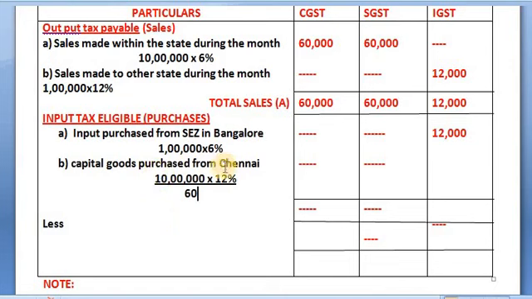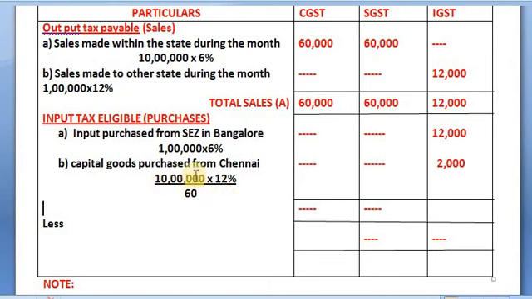And capital goods purchased from Chennai. Capital goods from Chennai means IGST applies. Unless they mention otherwise, we assume the capital goods are taxable goods. The formula is cost of capital goods into tax rate divided by 60, the life of the goods. So 10 lakhs into 12% divided by 60, you will be getting 2,000. As we are purchasing from Chennai, we have calculated IGST. And we don't have any other purchases. Please be very clear.